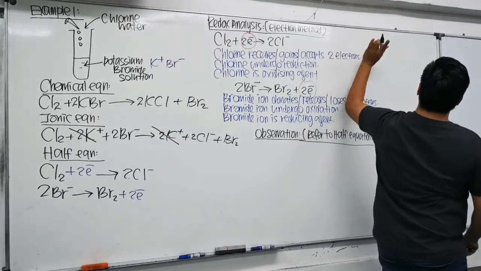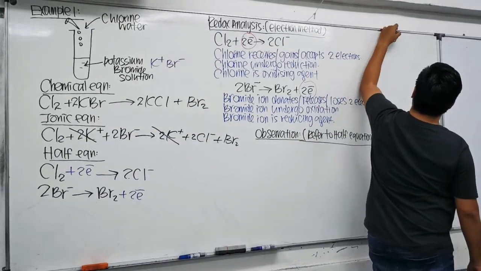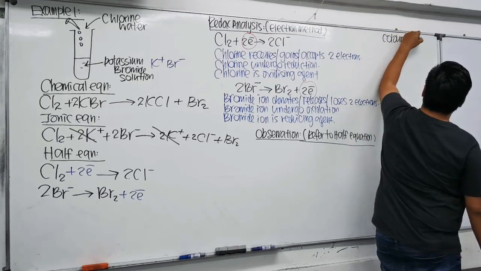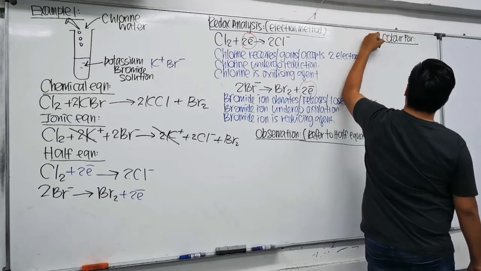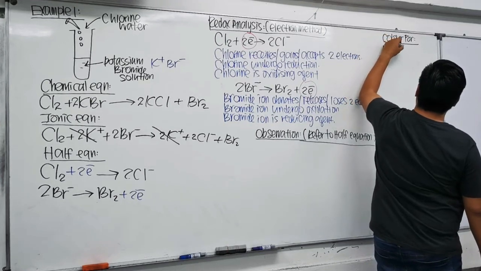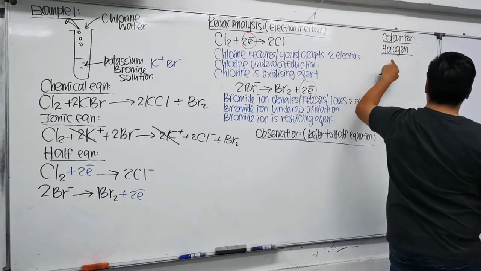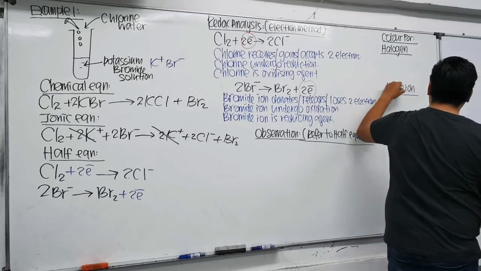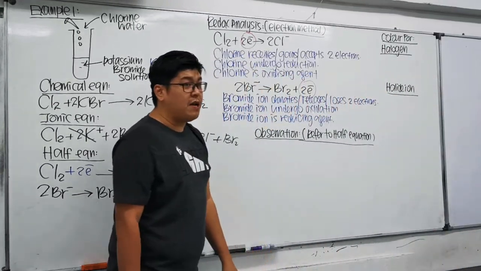This is the observation you need to know. You all need to know some colors. You must know the color for two things. The first one is halogen. You must know the color for halogen. The second one, you must know the color for halide ion. They are a bit different. Halogen and halide are a bit different.